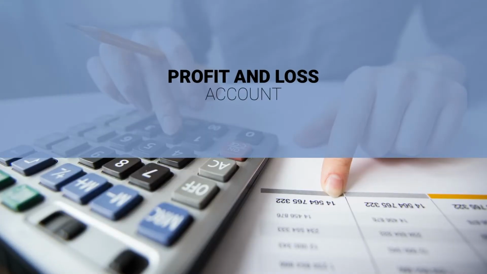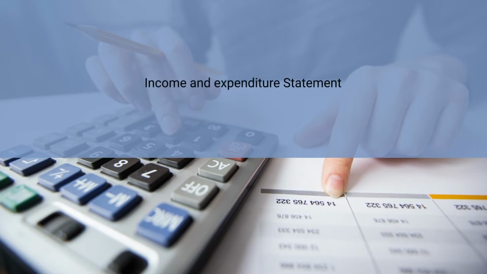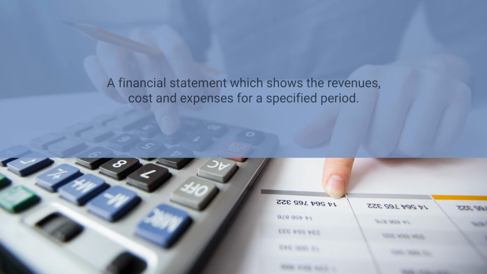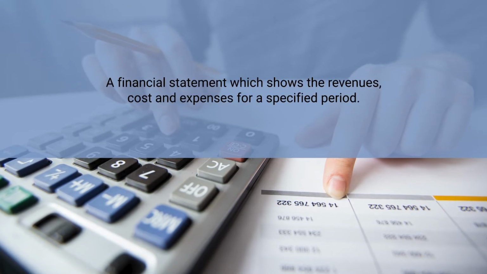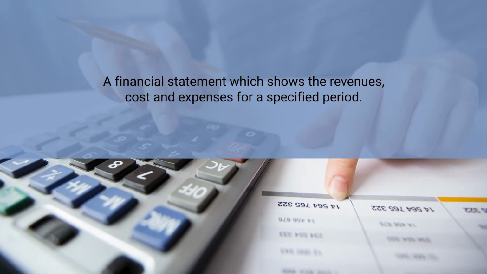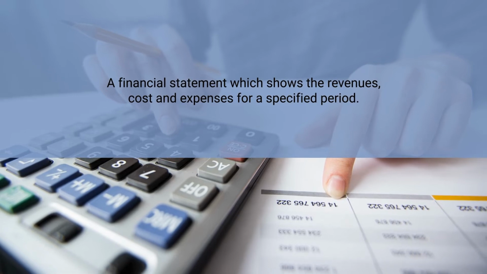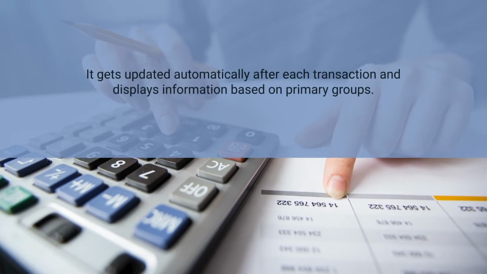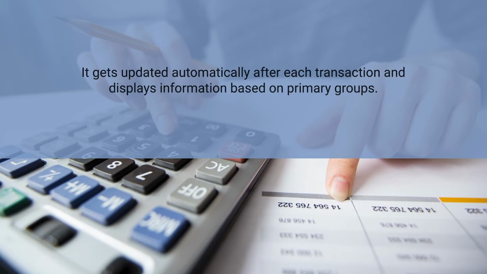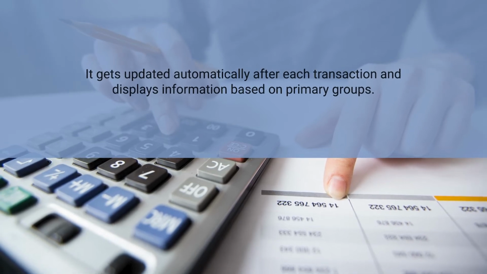Now next is the profit and loss account. It is also known as the income and expenditure statement. Now what is a profit and loss account? It is a financial statement which shows the revenues, cost and expenses for a specified period. It also gets automatically updated after each transaction and displays information based on the primary groups. There are primary groups in Tally ERP9, so all the information in profit and loss will be shown on the basis of those primary groups only.